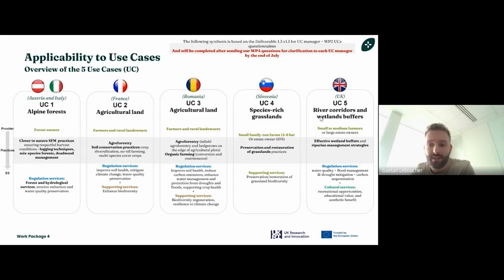The last, use case number 5, is based on the UK context and deals with river corridors and wetland buffers. The practices targeted here are about effective wetland buffers and riparian management strategies. Maybe one point of differentiation is about cultural services. Here, it is also something we want to study. If you go to the next slide.